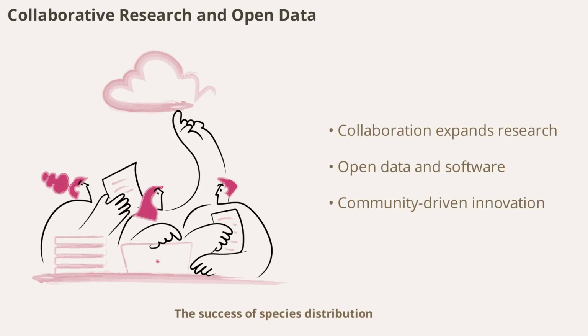Success of species distribution modeling depends on collaboration among researchers, data sharing, and open access to tools and datasets. Initiatives to digitize museum collections, share environmental data, and develop open-source software have greatly expanded the possibilities for ecological research. MaxEnt's availability as free software exemplifies this collaborative spirit.